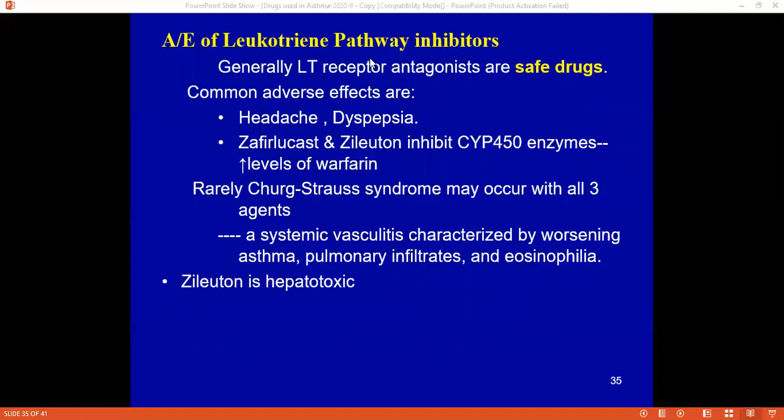Adverse effects of leukotriene pathway inhibitors: generally the receptor antagonists are safer drugs. Common adverse effects are headache, dyspnea. Zafirlukast and zileuton inhibit cytochrome P450 enzyme, so they can increase the level of warfarin. And rarely, Churg-Strauss syndrome may occur with all these agents. This is a systemic vasculitis characterized by worsening asthma, pulmonary infiltrates, and eosinophilia. Zileuton is hepatotoxic also. As we have seen, it is metabolized in the liver and excreted in the bile. So in patients with hepatic disease, we should give it with caution.